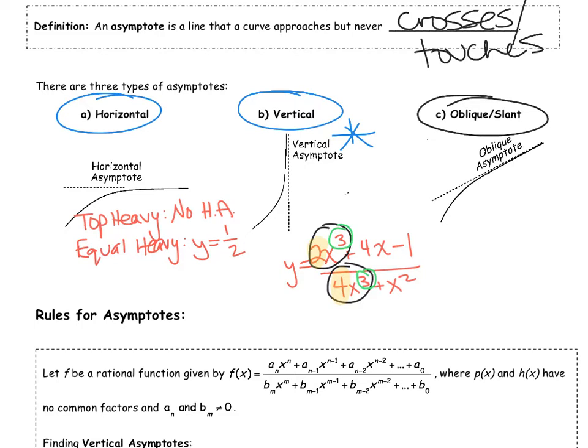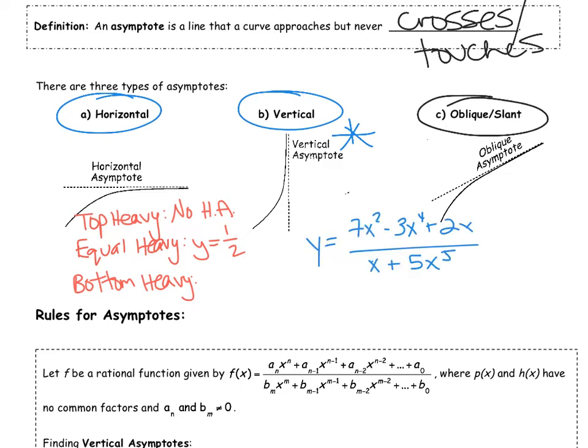And lastly, we've got to take a look at bottom heavy. So for bottom heavy, I'll give you an example of this. And this is all the rules that you will need to know for horizontal asymptotes. Okay, so let's take a look at something that would be bottom heavy. All right, so over here, I gave an example of something that would be bottom heavy.